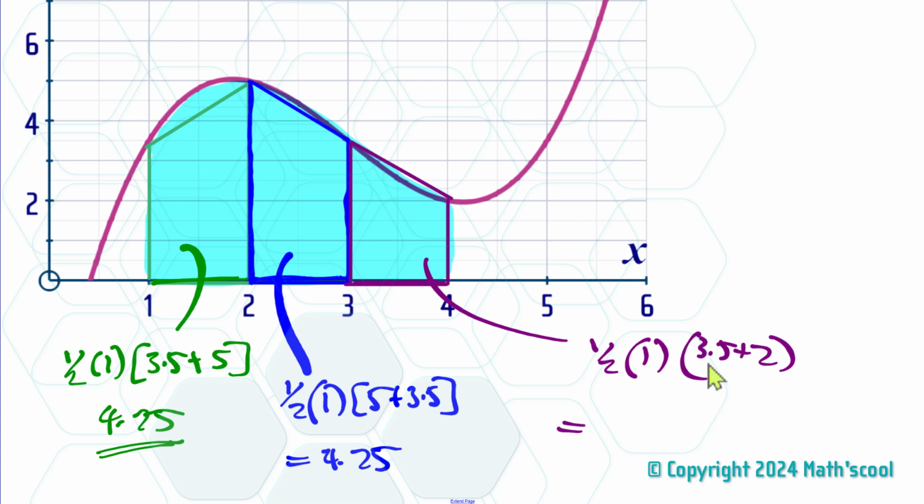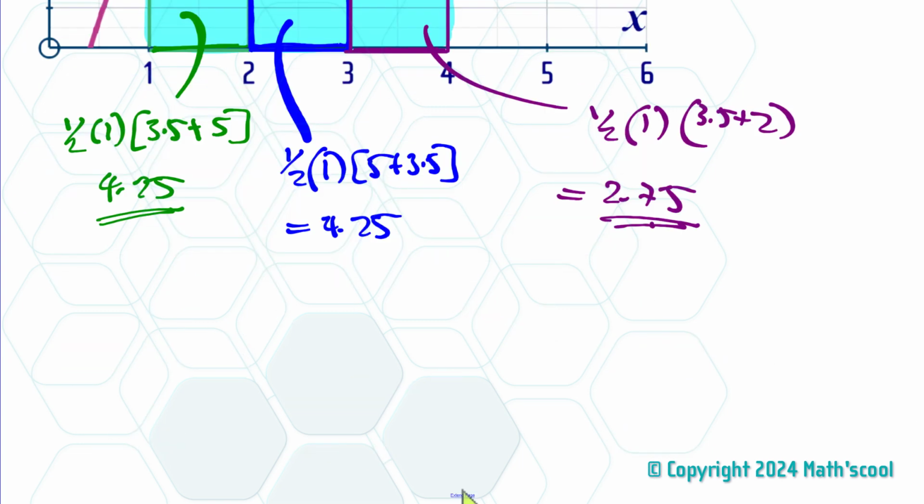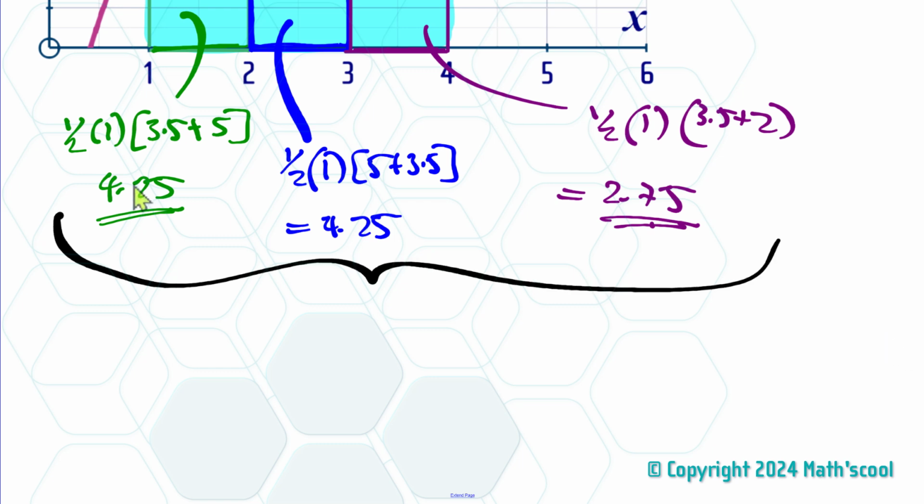And so that gives me 5.5 divided by 2, which is 2.75. Okay, and then I'm just going to add all of these three up together. And so that's going to give me 8.5 plus my 2.75 is going to give me 11.25 units squared.